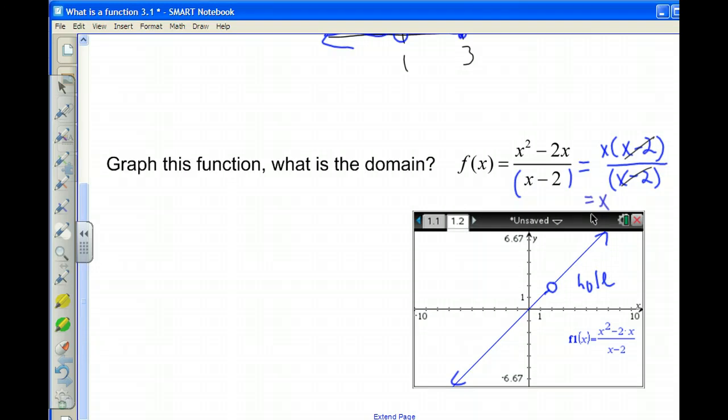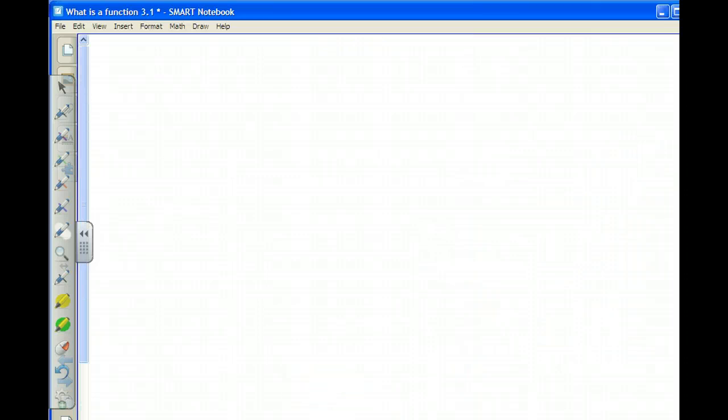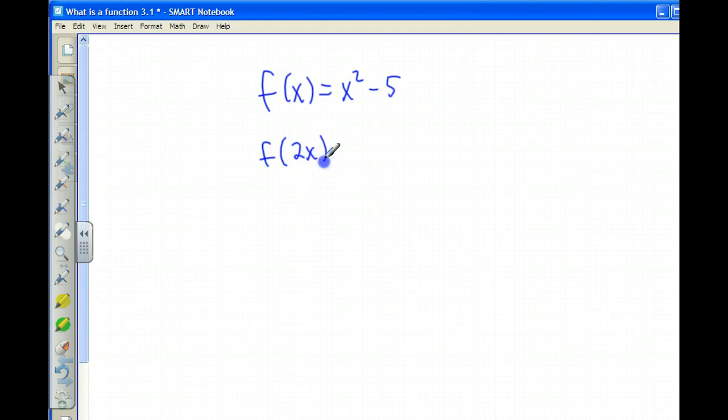Let me hit one more thing before I go on to the next thing with piecewise functions. Just want to make sure if you have a function like this, f of x equals, let's say, x squared minus 5, and I want to find f of, say, 2x, wherever there's an x, I'm going to plug in 2x. So my answer would be 4x squared minus 5.